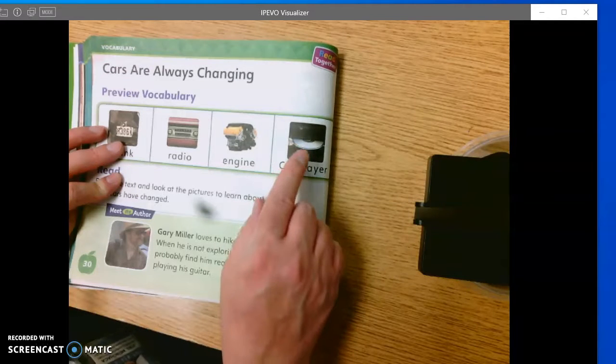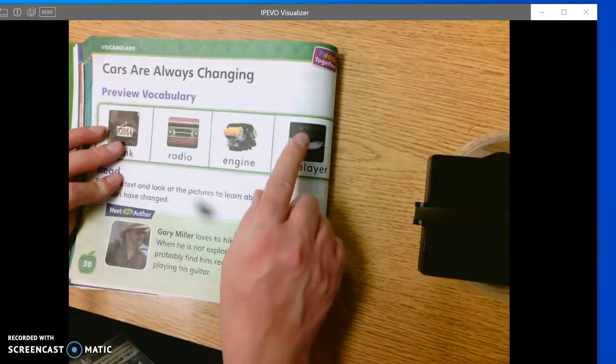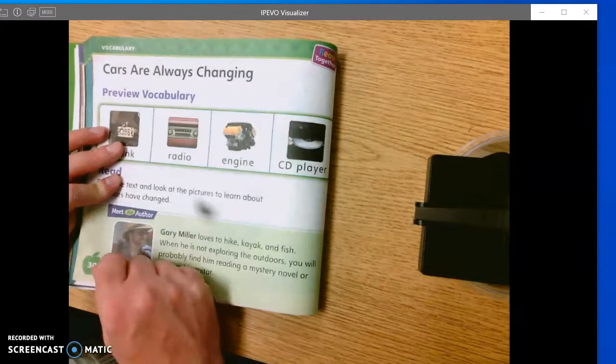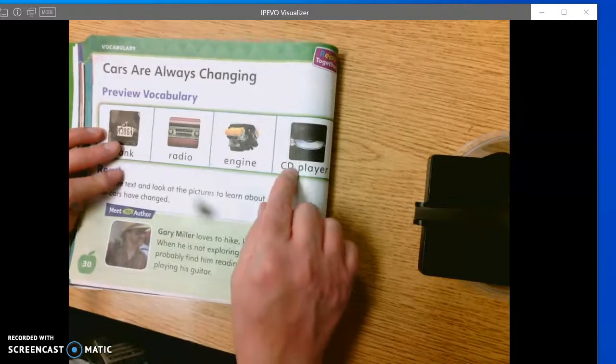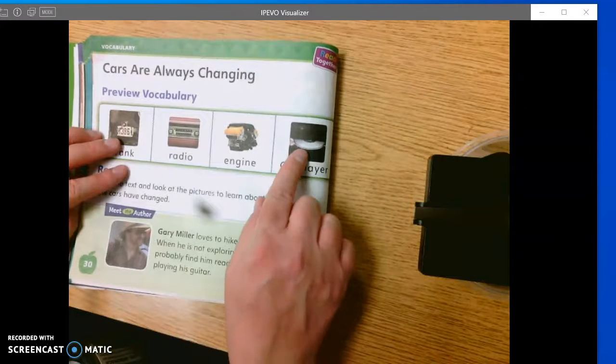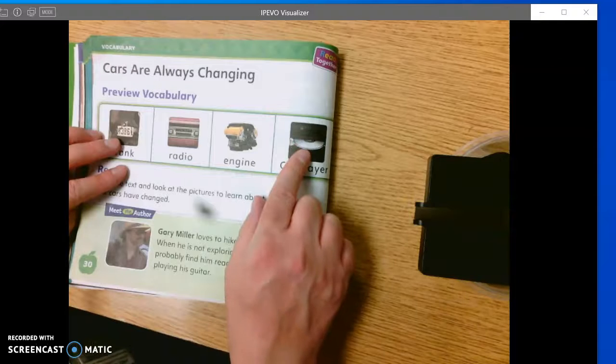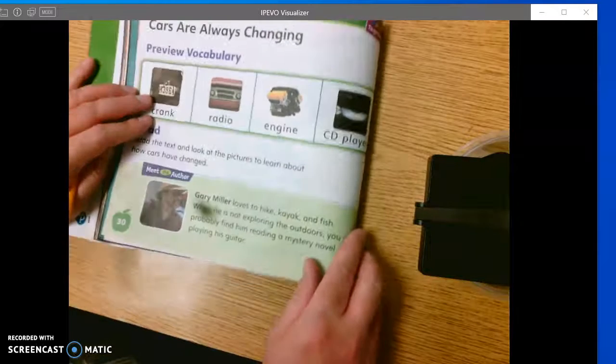And a CD player is a machine in a car that would play CDs. Many times they'd be in homes too, and people would walk around with CD players. But that is something in a car. And that's not a long, long time ago, but that's a few years ago. Okay? All right.